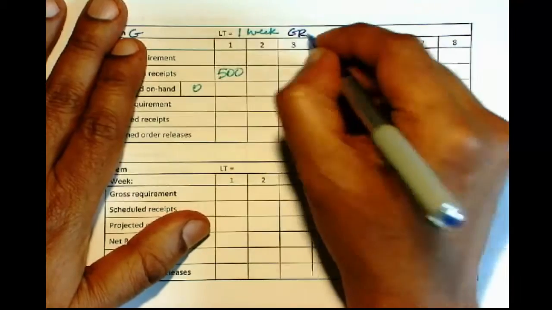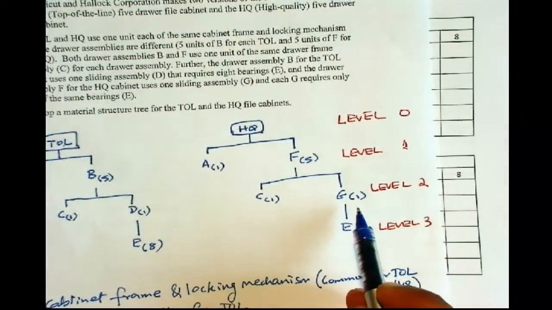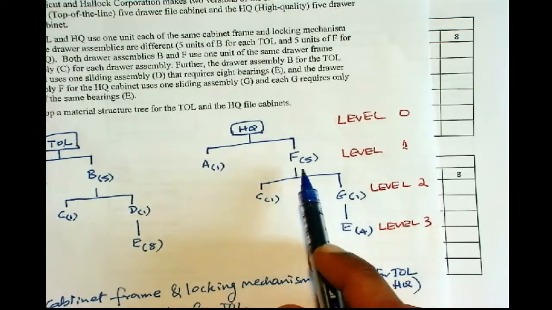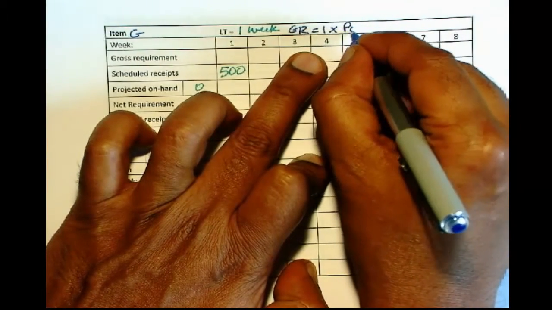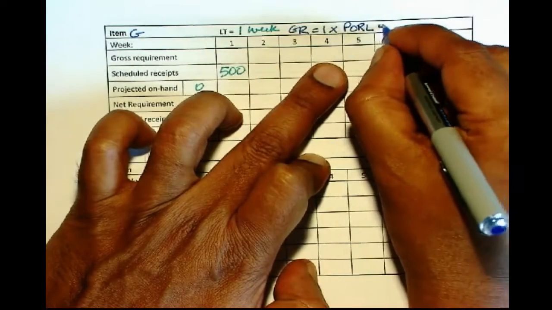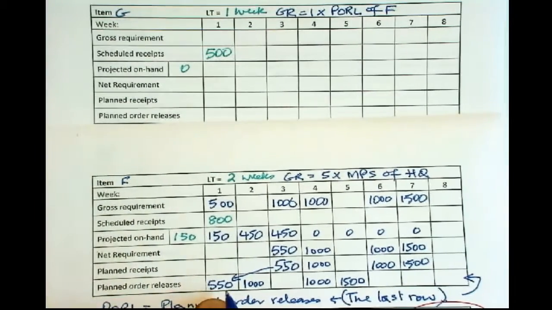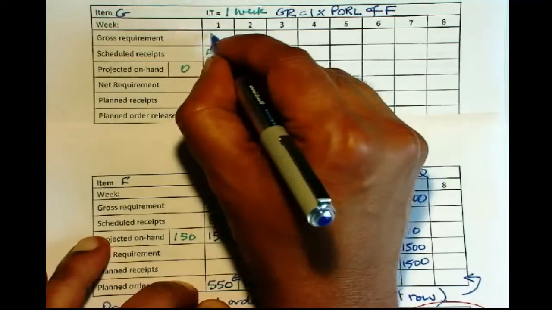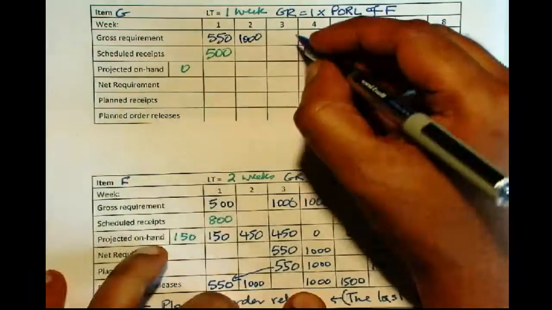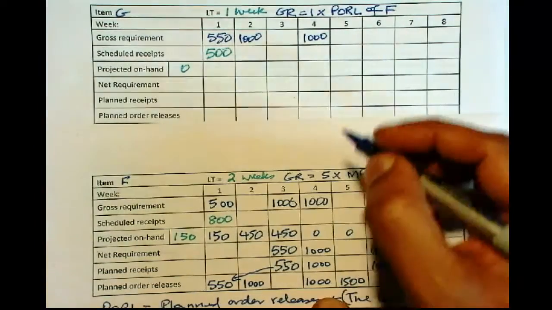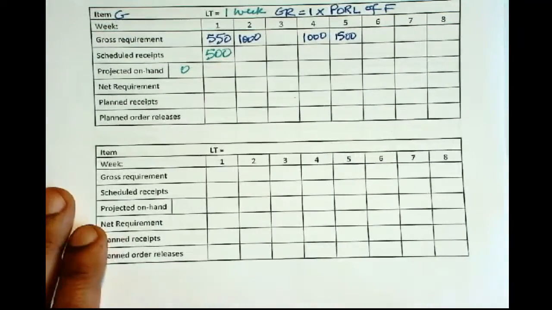Now the gross requirement for G is 1 unit for each F. So gross requirement is 1 times planned order release of F. Here is F, so the last row again: 550, 1000, nothing, and then 1000, 1500, and that's it. So those are the gross requirements for G.